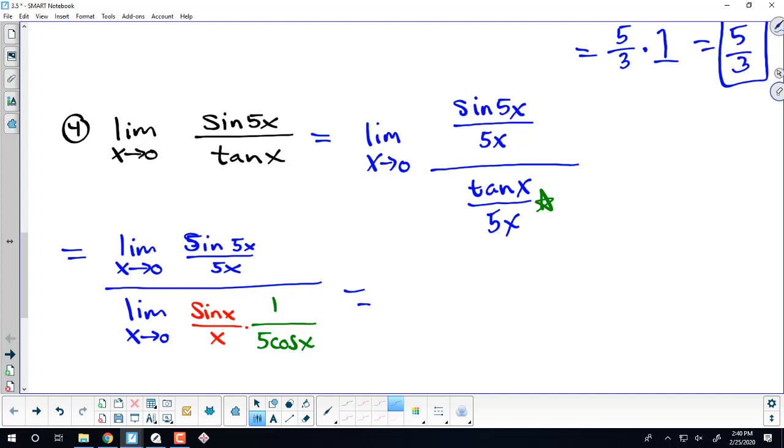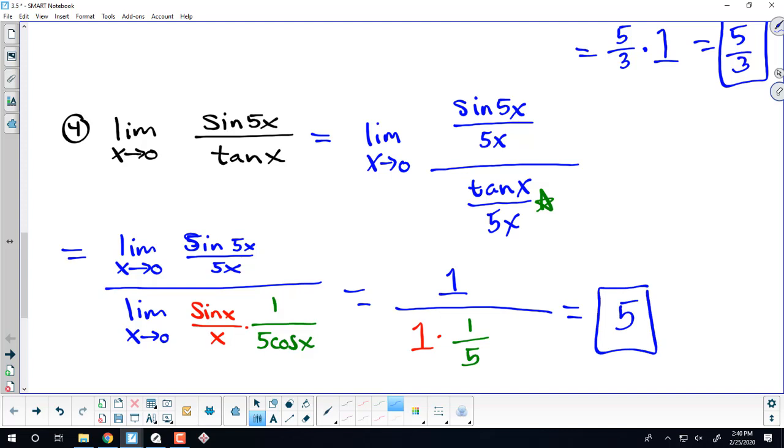So according to that theorem, the limit of the numerator is 1. The limit of sine x over x in red, again, is 1. And what's the limit as x approaches 0 of 1 over 5 cosine x? 1 over 5. So we have 1 divided by a fifth, which is 5.